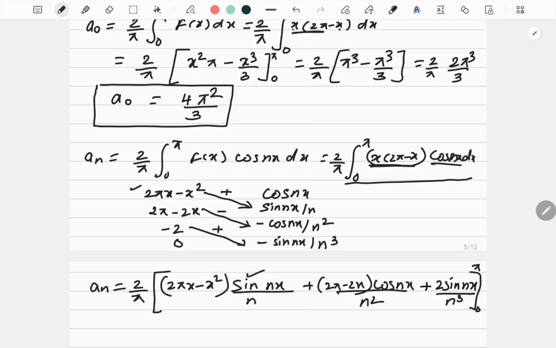So I am not interested in the first term and the last term, so don't waste time putting limits in that. Only focus on the cos term. So 2 by pi. Let me put the limit. First, upper limit is pi.